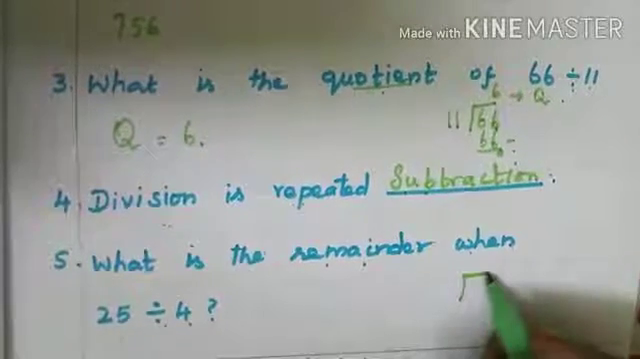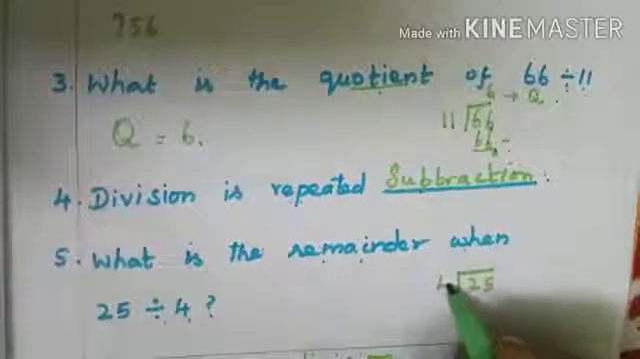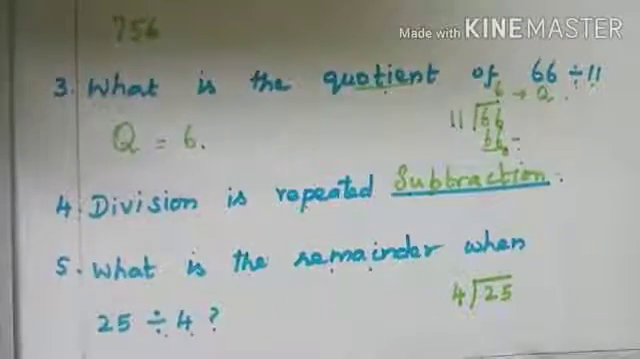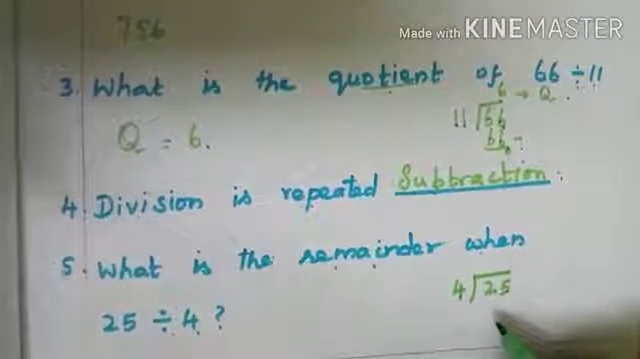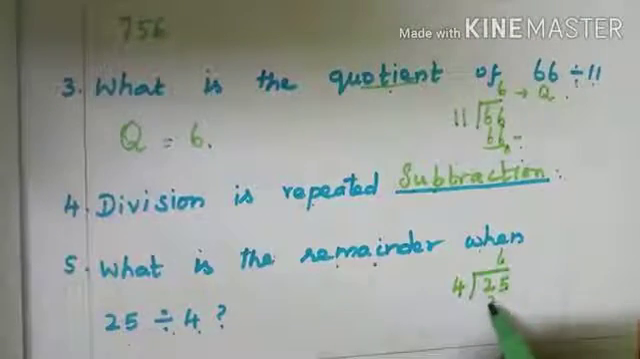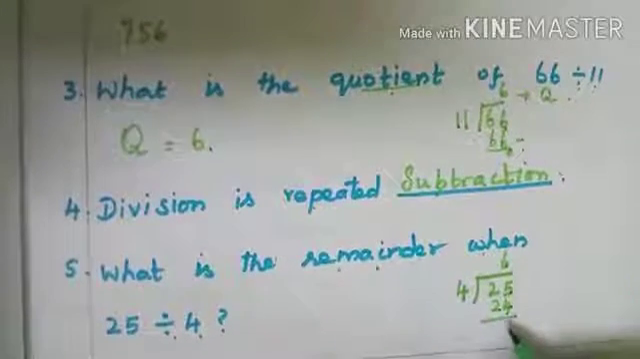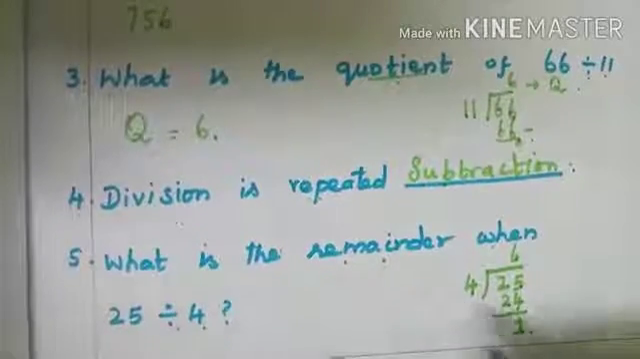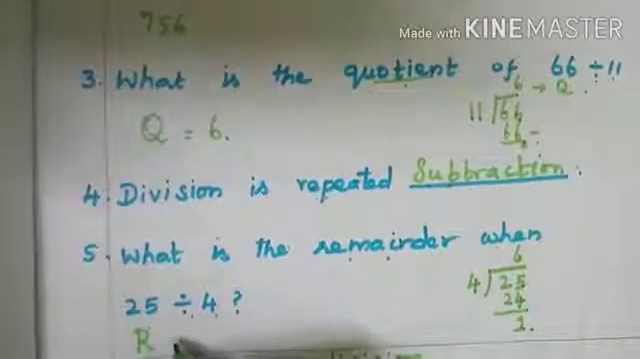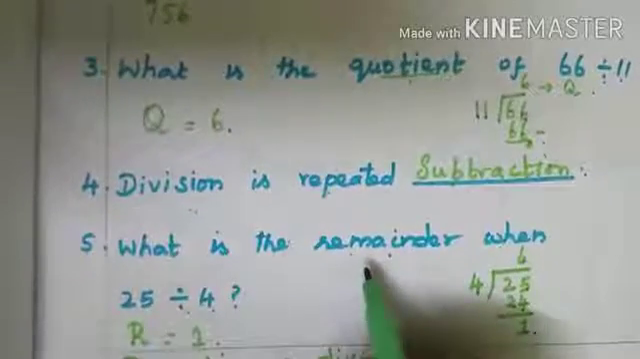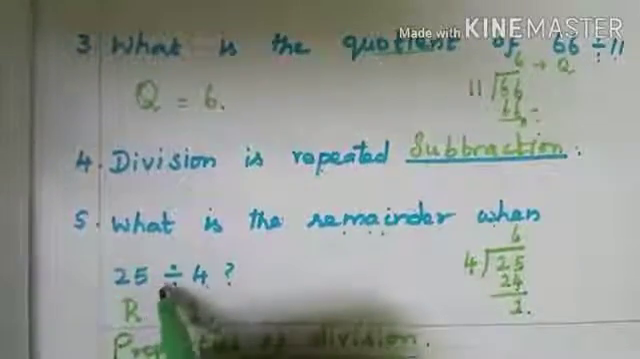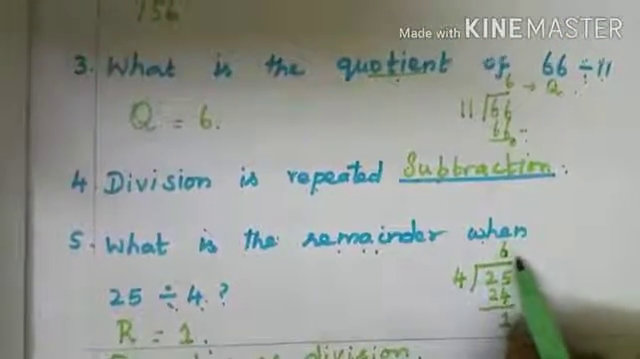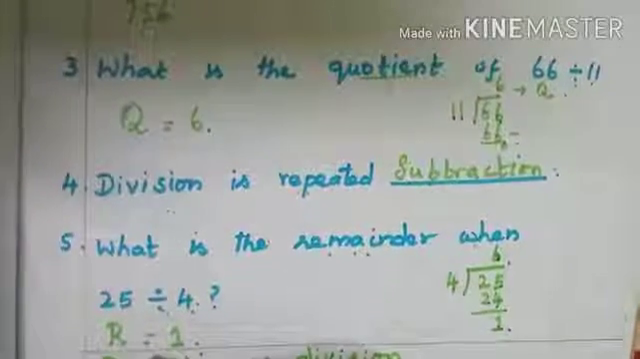Now we are going to divide 25 by 4. You might know the fourth table, isn't it? So 6 fours are 24, and 25 is there. What will be the remainder here? Yes, very good. 1 is the remainder. So the question is, what is the remainder when 25 is divided by 4? The quotient is 6, and the remainder equals 1.